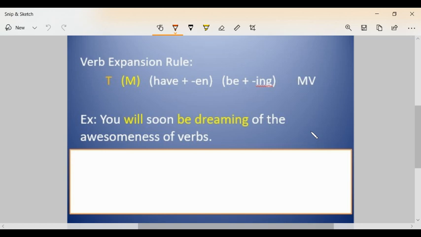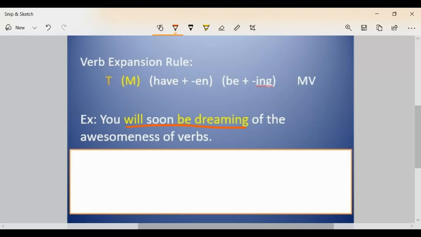Our last example that we're going to look at is: you will soon be dreaming of the awesomeness of verbs. Okay, so on this one, let's see if we can break this one down. Let's say you didn't know that the word soon is not part of the verb. So let's say you saw the word you as a subject and you thought, okay, we'll soon be dreaming as the verb. Well, the verb expansion rule will show you why the word soon is not really part of the verb.